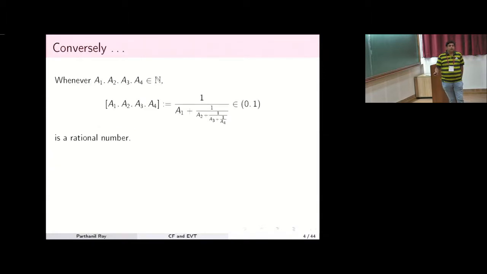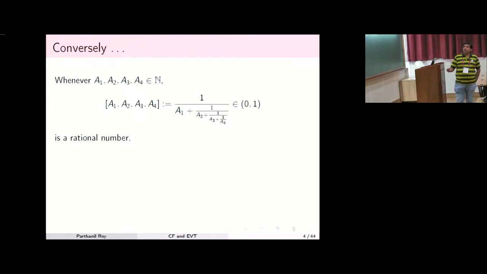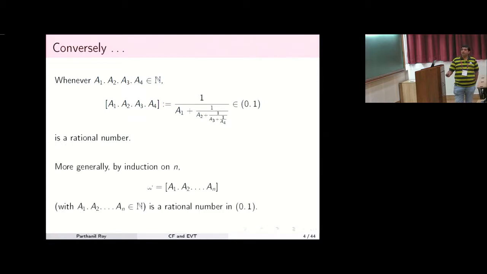Sorry? From this expansion, you can recreate the original number? Yes, of course. That's what we do in middle school. So whenever you have a1, a2, a3, a4 in N, I define this guy to be this number. And you can check that this is a rational number, because these are all natural numbers. Again, whatever we do in middle school, you can do that to show that this is a rational number. More generally, if you look at a1, a2, ..., an, just extend this whole thing up to n terms. By induction on n, this is a rational number.